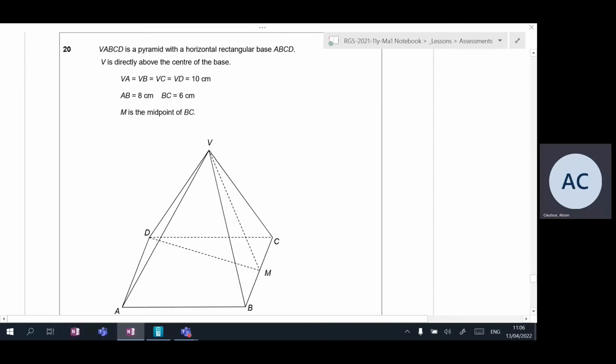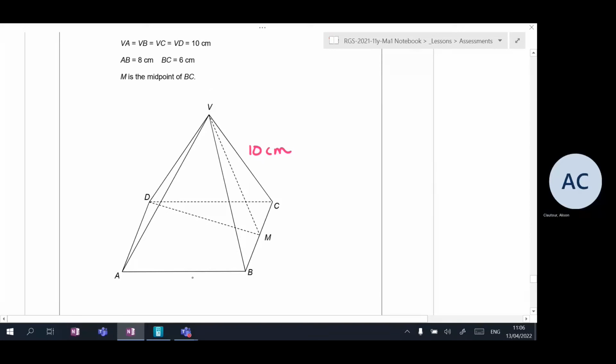Okay, we've got a 3D trigonometry question. So we've got a pyramid. We've got horizontal rectangular base, A, B, C, D. V is directly in the centre. The sloping sides, so these ones are 10 centimetres. AB is 8 centimetres. BC is 6 centimetres.